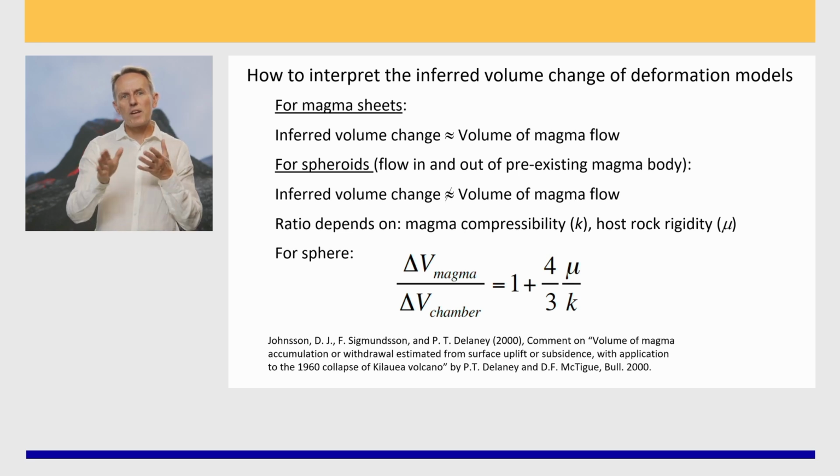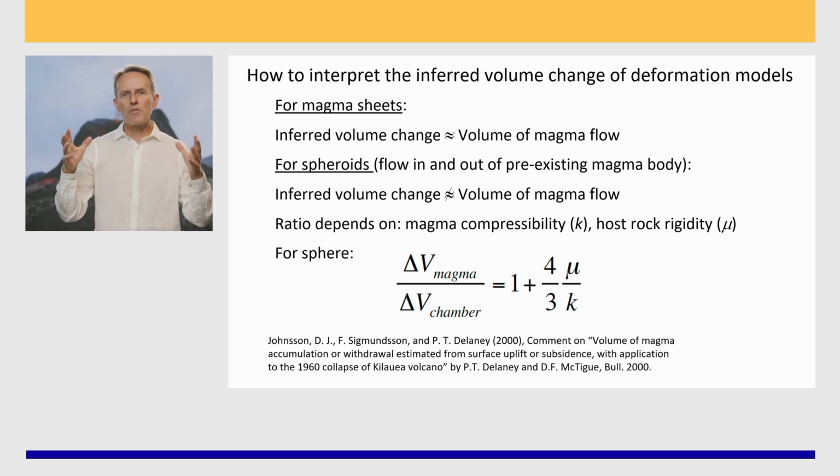When magma is flowing in or out of a larger magma body, it turns out that the inferred volume change of the source is not the same as the volume of the magma moving. The reason is that the magma residing in the magma body prior to the flow is compressible.